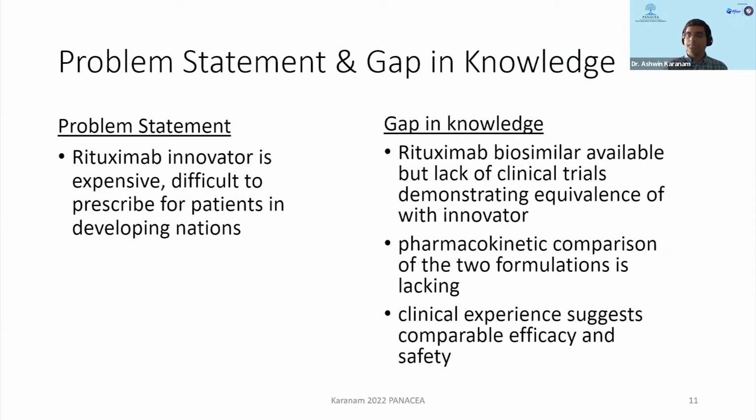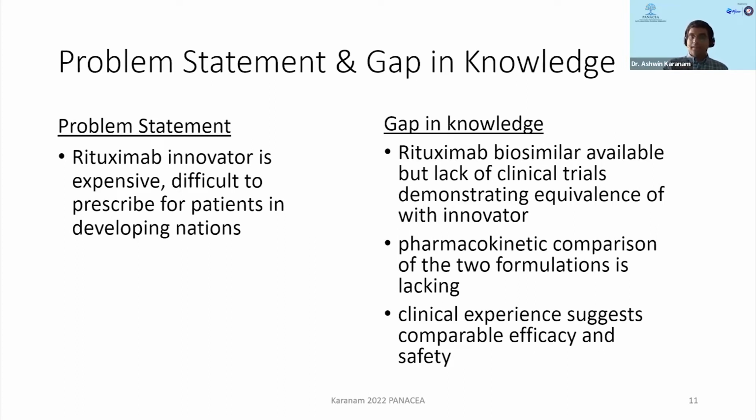But what is the problem and what is the gap in knowledge? The problem statement, of course, like we said, is that Rituximab, the innovator, is expensive and hence difficult to prescribe for patients in developing nations without established economic incentives or established healthcare incentives, right? Health insurance. The gap in knowledge is that a Rituximab biosimilar is available, but there's a lack of clinical trials demonstrating equivalence of the innovator and the biosimilar.